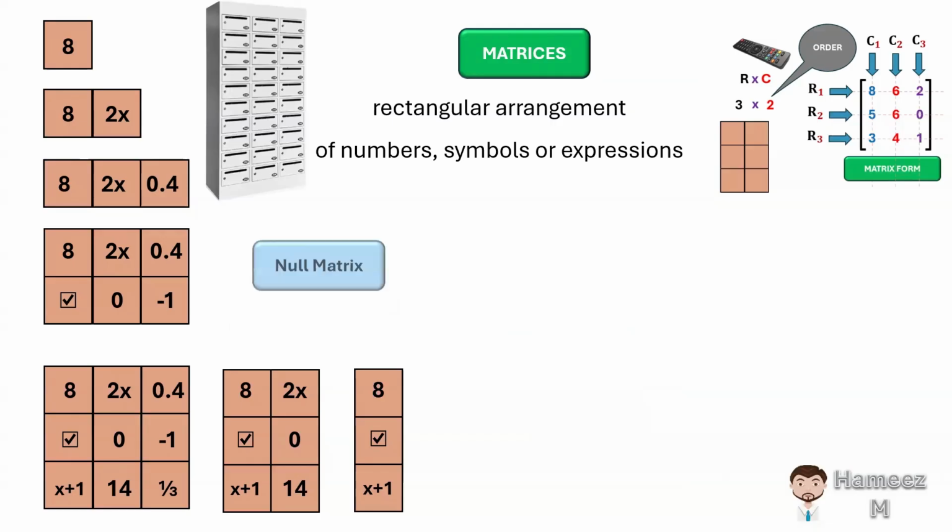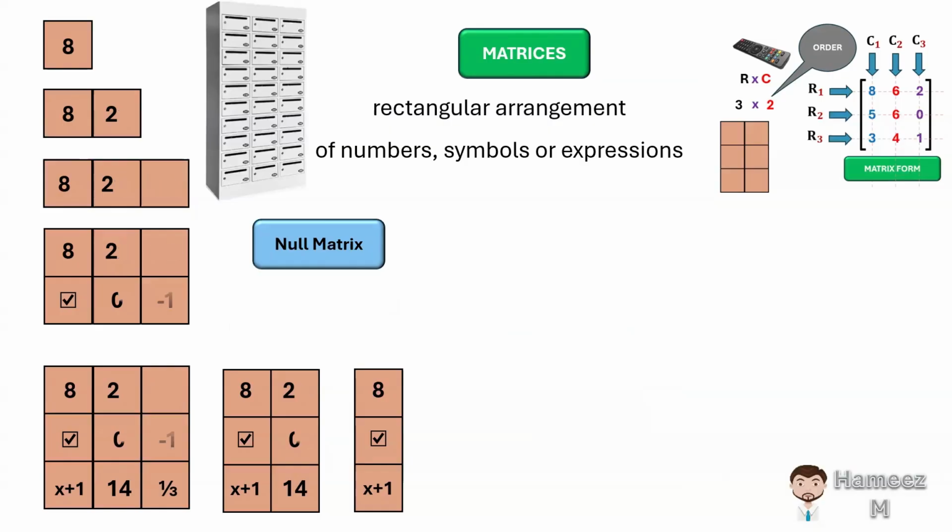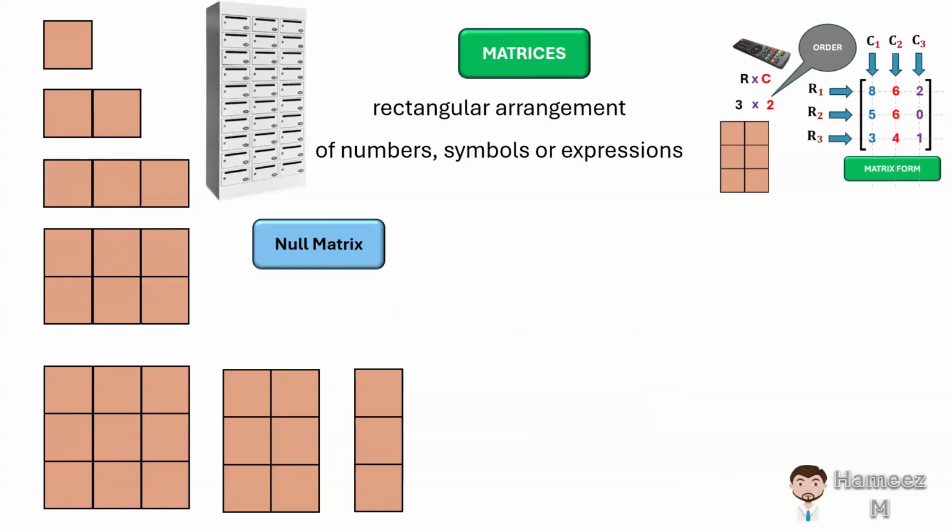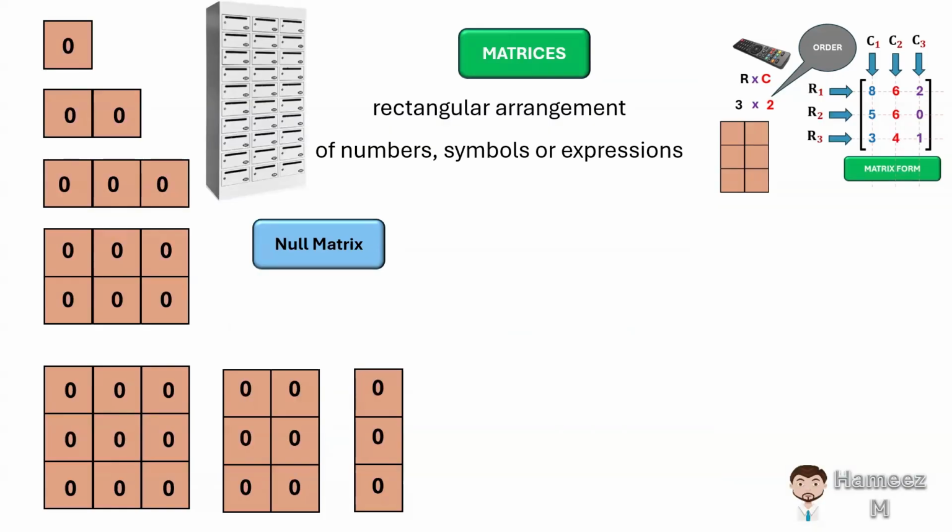So let's consider what is a null matrix, because we are now going to look at different types of matrices. So a null matrix would mean, if we clear that information out a little bit, that each one of the elements or items of information is 0. So all the elements are 0.